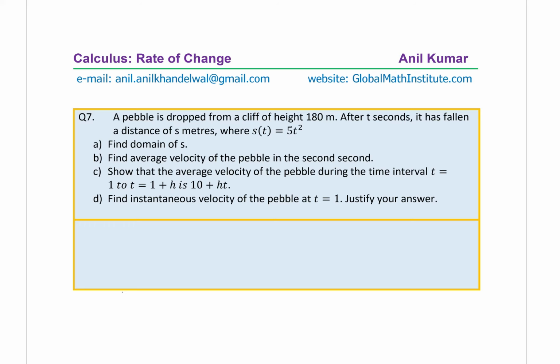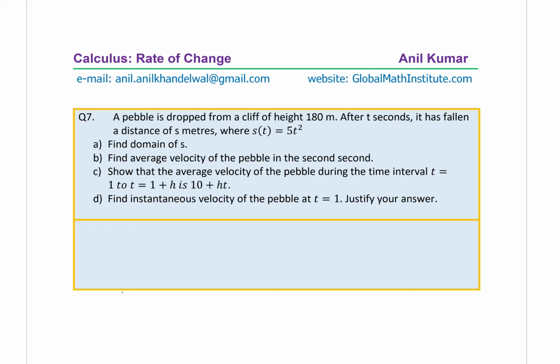Question number 7 is, a pebble is dropped from a cliff of height 180 meters. After t seconds, it has fallen a distance of s meters, where s of t equals 5t squared. A. Find the domain of s. B. Find the average velocity of the pebble in the second.